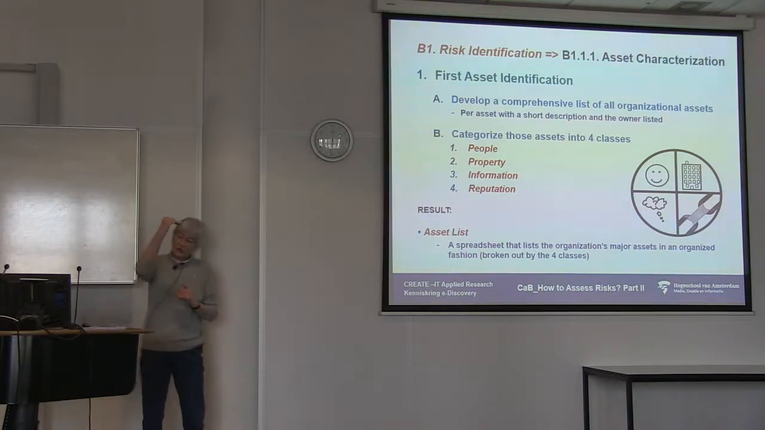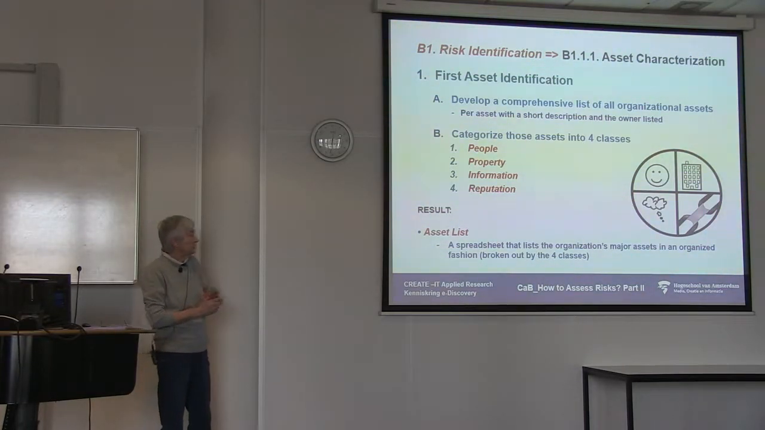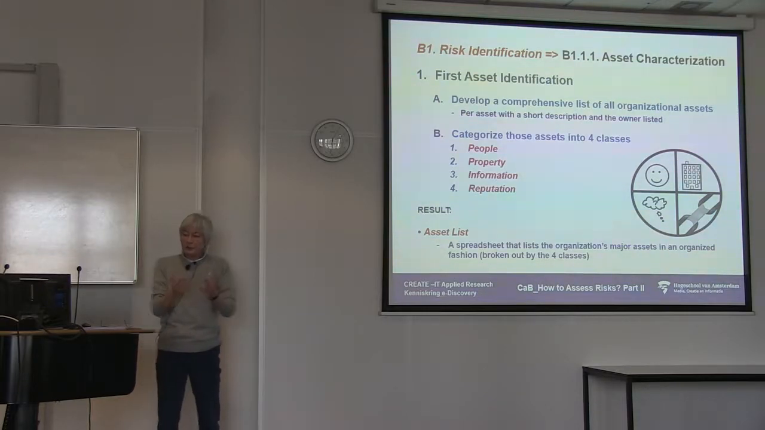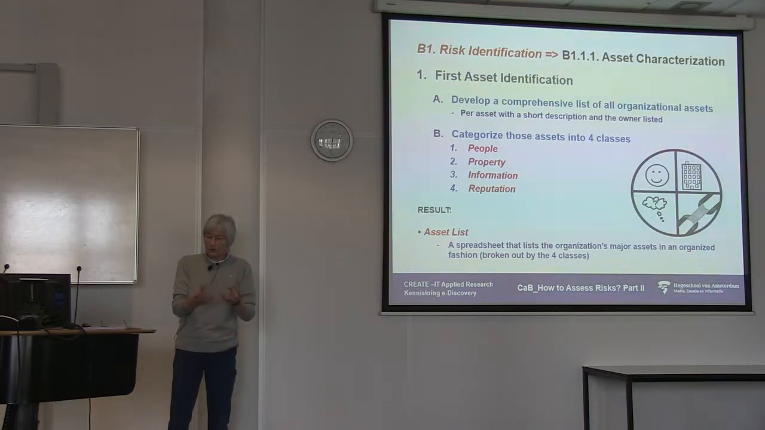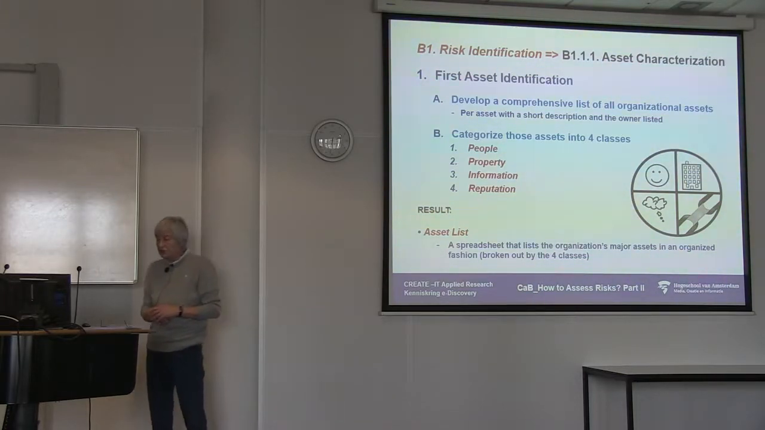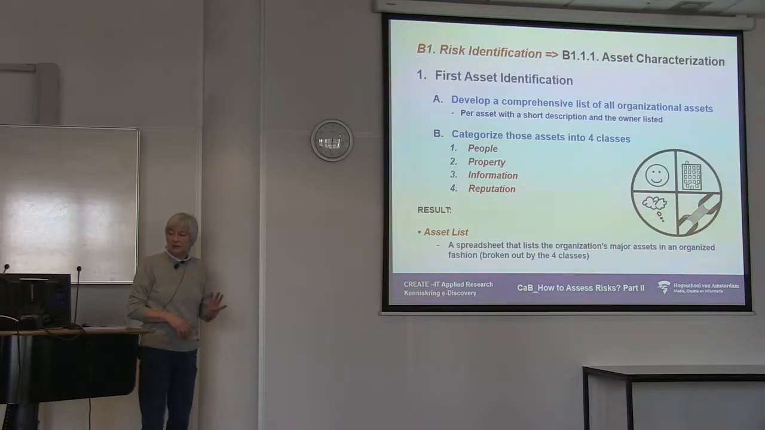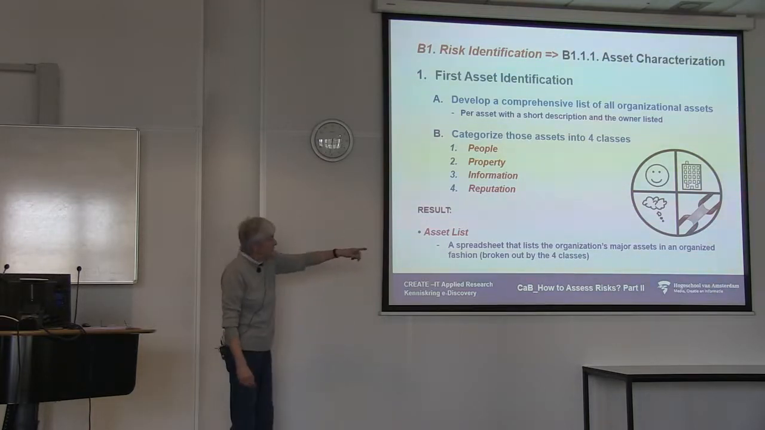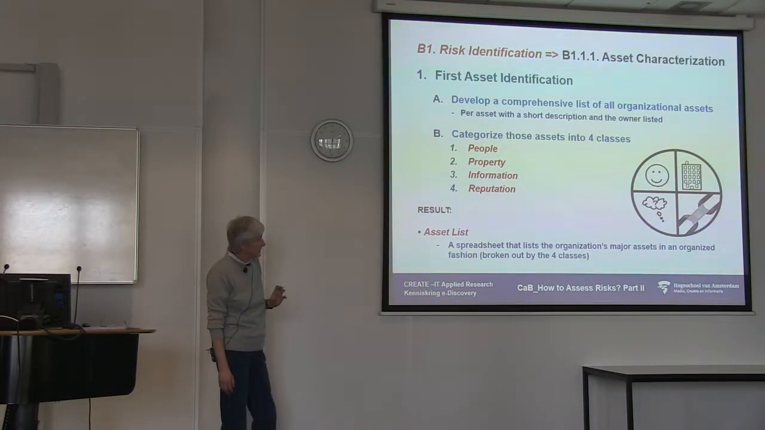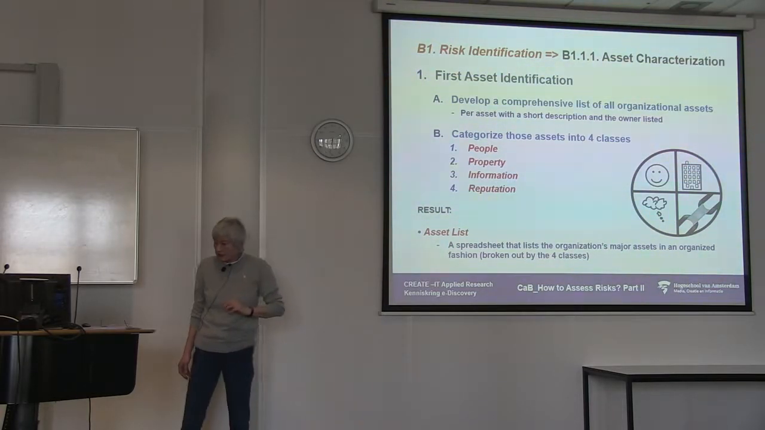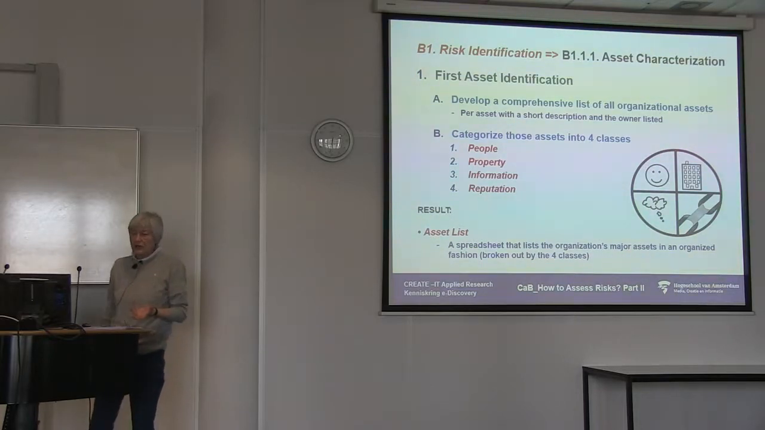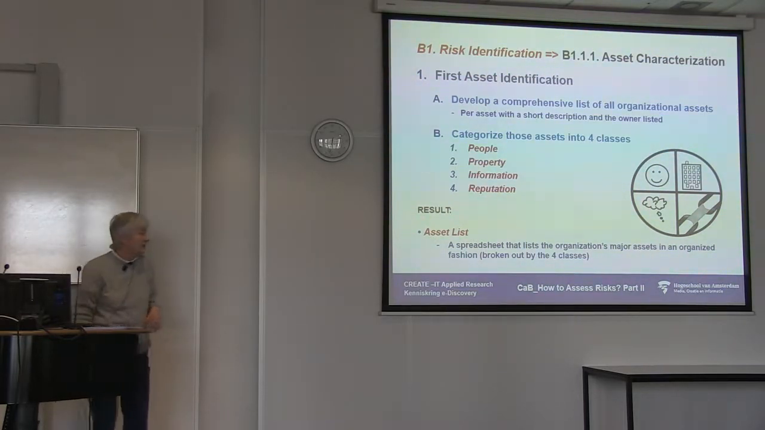First you make this list, and when you have listed the assets, you are trying to group the assets, or what is called, you are going to categorize the assets into classes. We have four classes: people, property, information, and reputation. You see the picture on the right hand side of the slide. Every part of this circle is one class, one asset class.